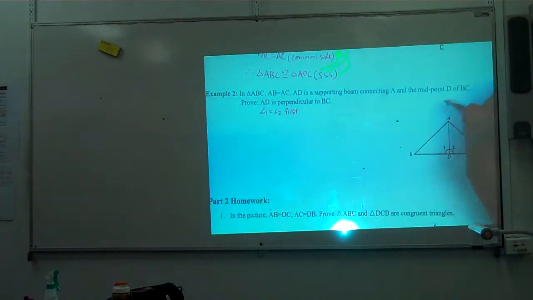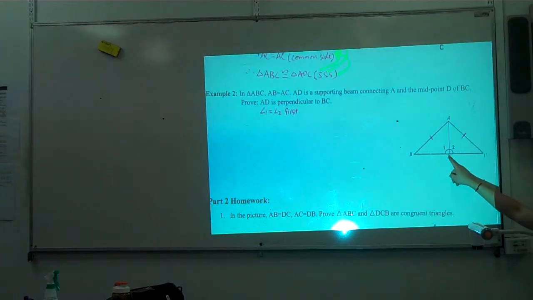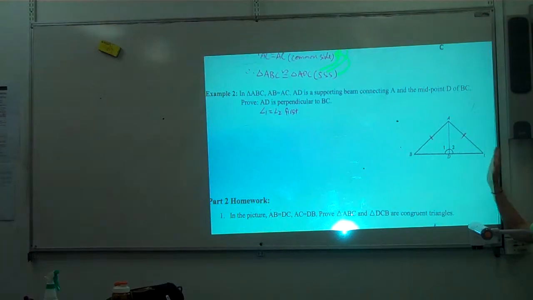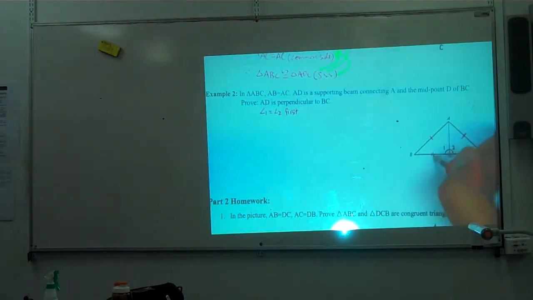AB equals AC. AB equals AC. 1 dot. And then AD is a supporting beam connecting A and the midpoint D of BC. What does that mean? The midpoint. In the middle. So D is in the middle, which means which one equals which one? BD equals CD. Good. You have to state in order. BD equals CD, because D is the midpoint. Midpoint means in the middle. Good.